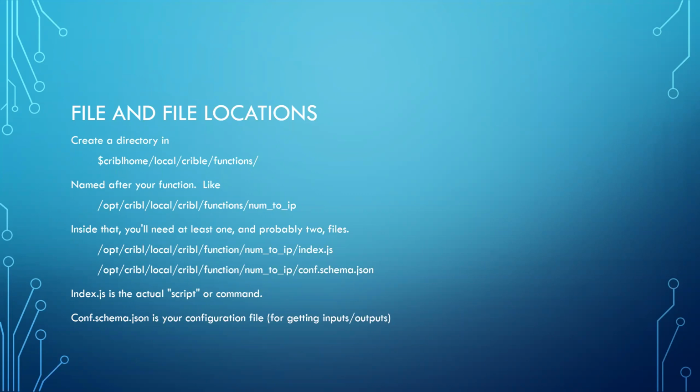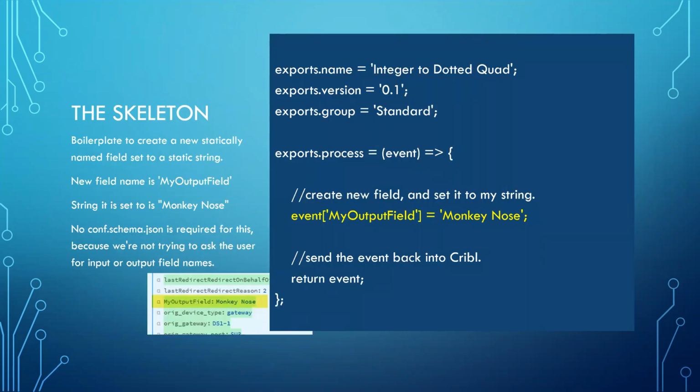So let me start with the absolute simplest thing I could think of to do, which is to just create a field, and set it to a static value. This was about the minimum code I could find that worked. So the new field name is my output field, and it's set to monkey nose. I have no idea why I picked that. Just some nonsense thing I came up with. Now, because we're setting a static field to a static value, we didn't even need a conf.schema.json. We'll get into that in a little bit, but it would be a quick pass through that too as we come across it.